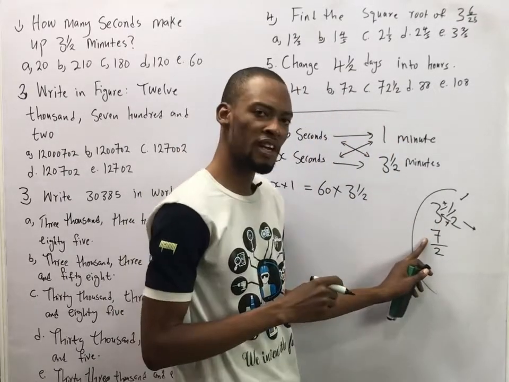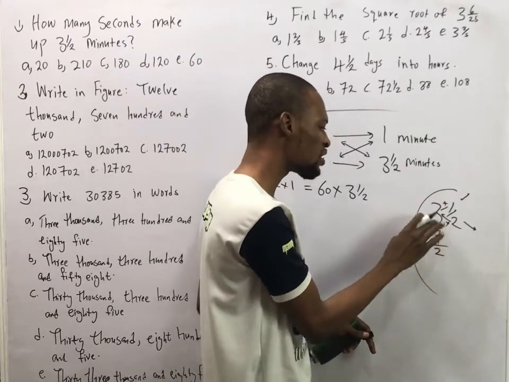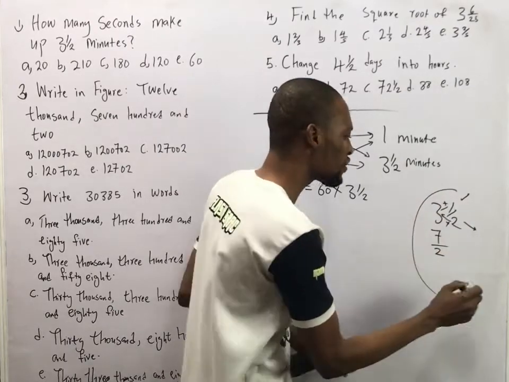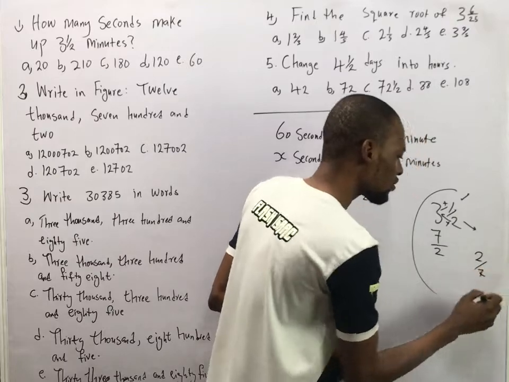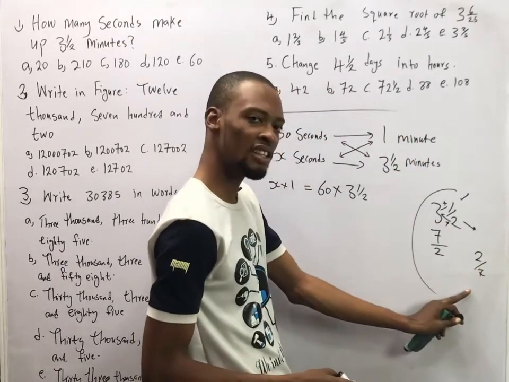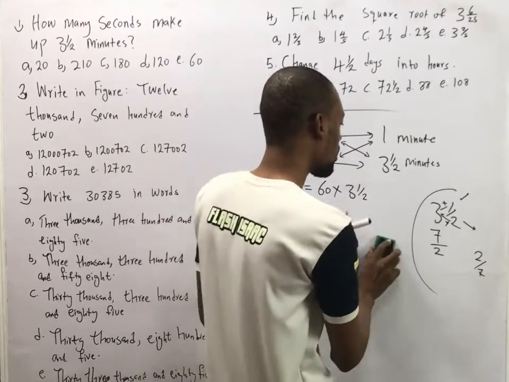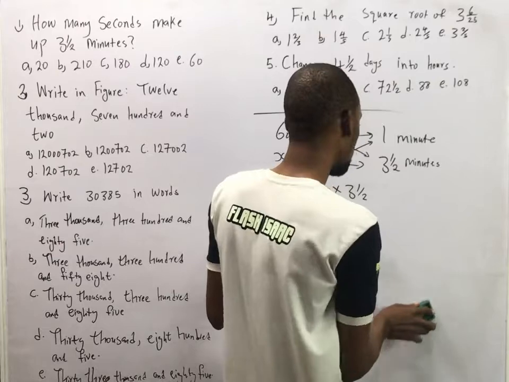Now this is an improper fraction because the up is bigger than the down. The numerator is bigger than the denominator. If it were something like 2/7, it would have been a proper fraction because the up is smaller than the down. So 3.5 is the same thing as 7/2.